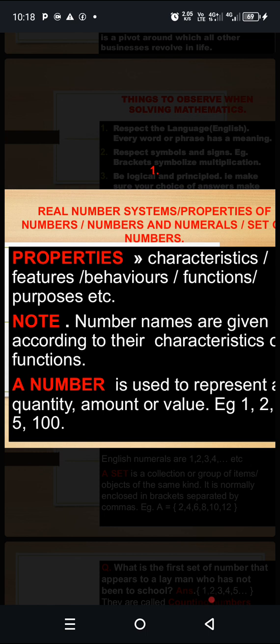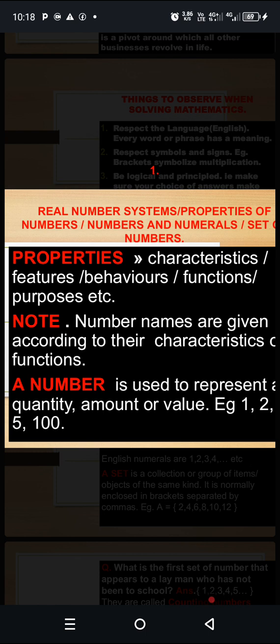Can an examiner ask you what a number is? No. But it's good to know what you are doing. What is a number? A number is used to represent a quantity, amount, or value. So if I mention $5, what does it mean? Good. Now, between $5 and $100, if I ask you to choose one, you know what you're going to choose because of the value, because of the amount involved, because of the quantity involved.